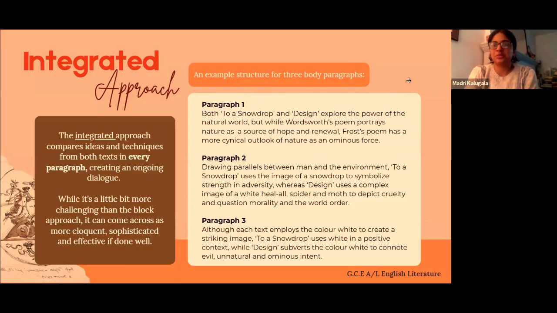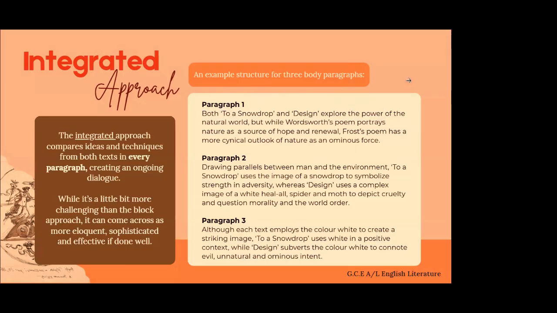Both To a Snowdrop and Design explore the power of the natural world, but while Wordsworth's poem portrays nature as a source of hope and renewal, Frost's poem has a more cynical outlook of nature as an ominous force.